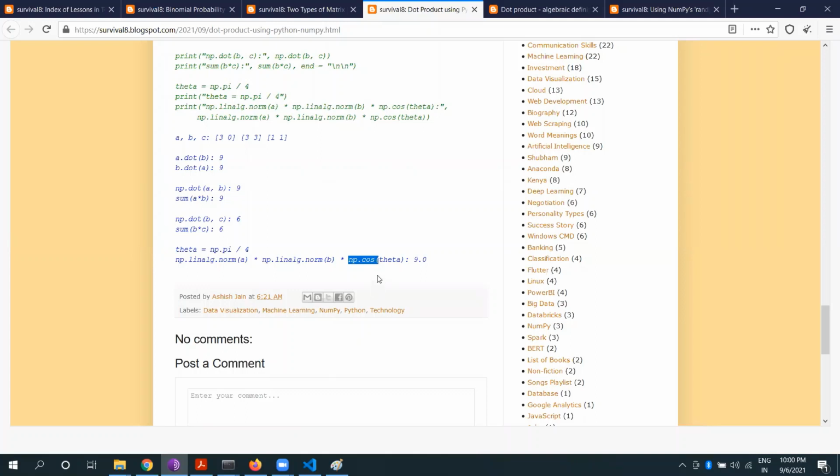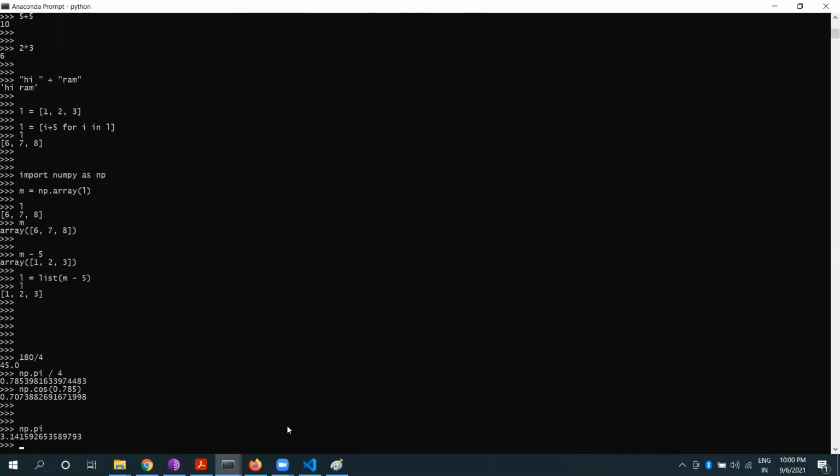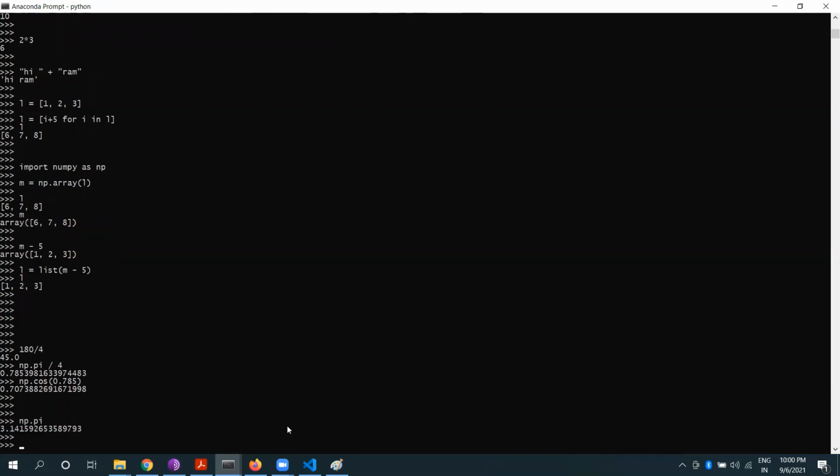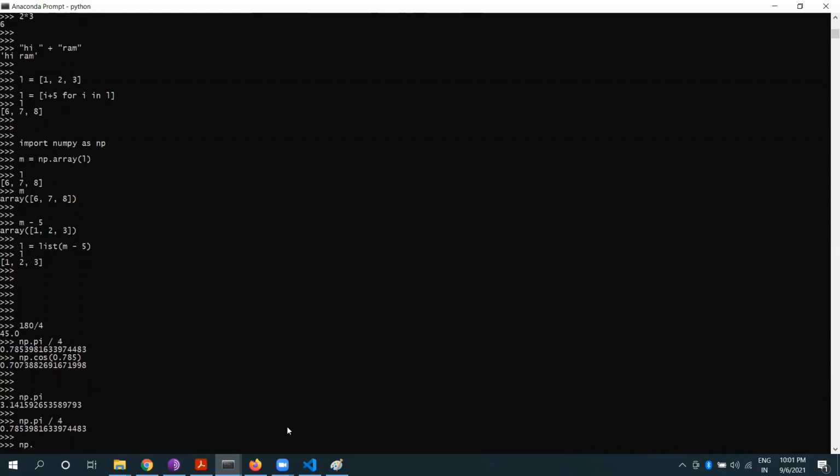You mentioned np.pi divided by 4. So pi is 22 by 7, right? Which is 3.14. Yes, you are right. As you were saying, this is radians basically. 3.14 divided by 4 is 0.785. Now you were asking how this is giving us 0.78.